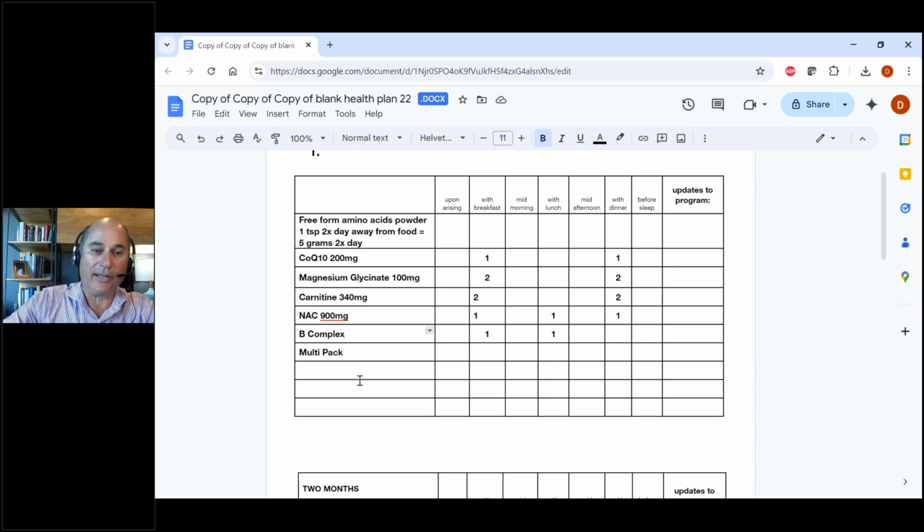Now, if you want to get more granular, and let's say you have a case and there's low tryptophan, low tyrosine, and low glycine, then you can do a standard free-form amino acid powder, which will have a little bit of everything in it, as a base, and then add to that some glycine. You can get glycine in a powder. A typical dose for a patient with low glycine would be 3 grams.